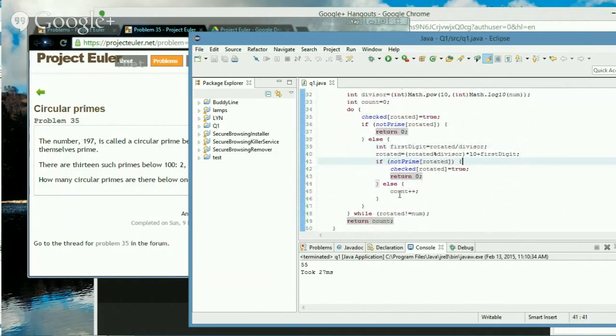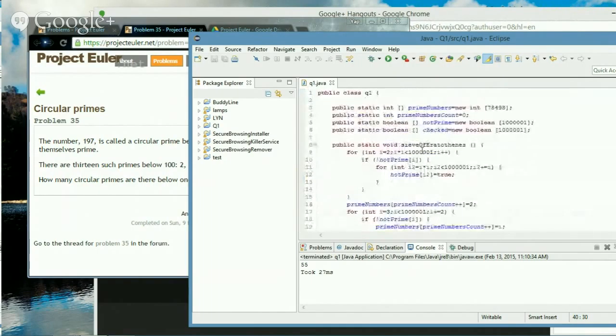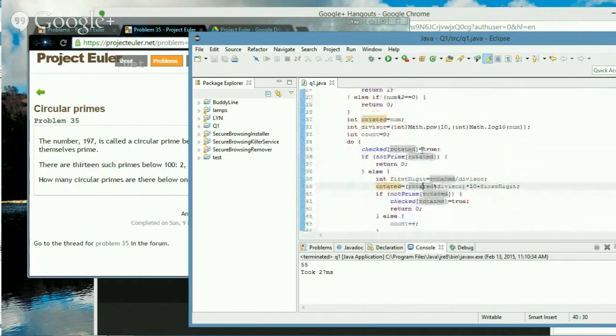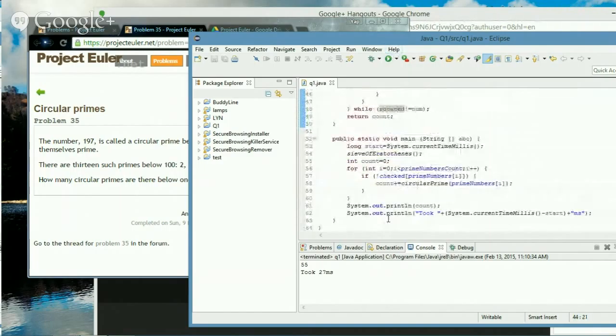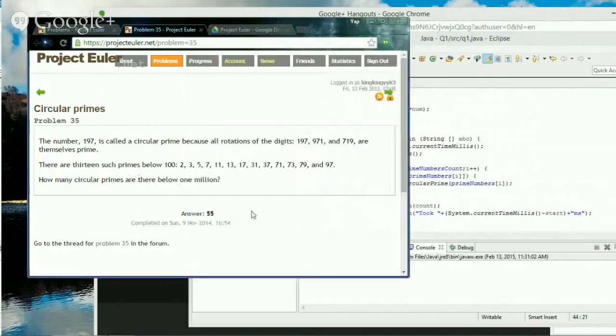So this is a prime checking function. So, and that's it about this question. Next 55, which is the same as the official answer.